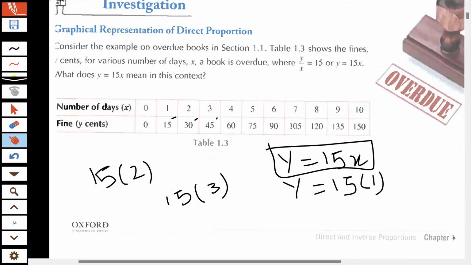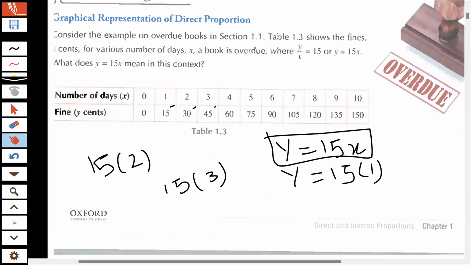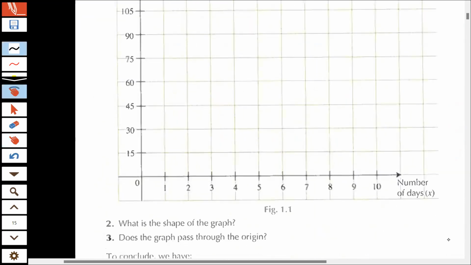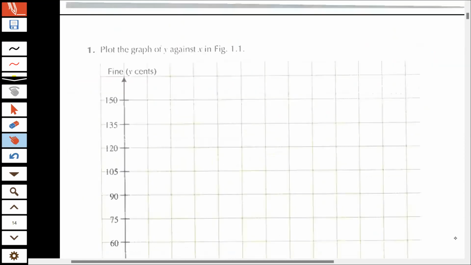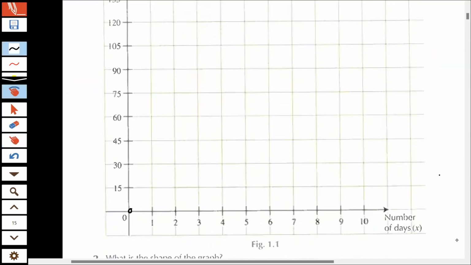Now I have to plot a graph. ठीक है, जिसमें मैं ये सारी चीजें indicate करूंगा. So first I will see what's the value of x when y equals to 0. So when y equals to 0, x is also 0. So I'll plot the first point over here. Then the next point is when x equals to 1, y equals to 15. So next point will come over here.